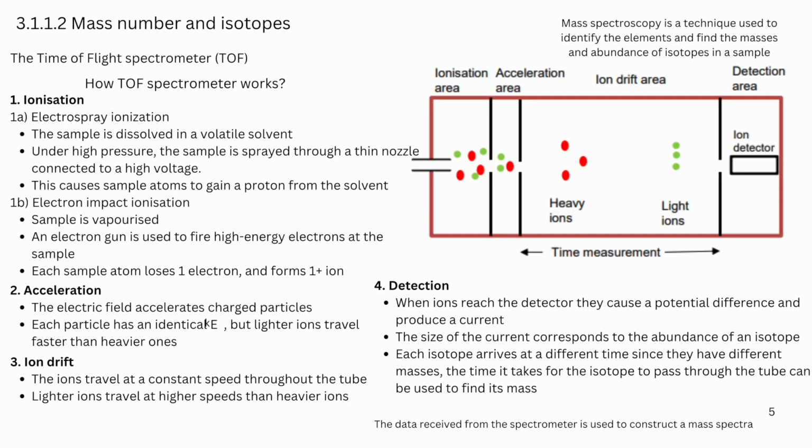Mass spectroscopy or spectrometry is a technique used to identify the elements and find the masses and abundance of isotopes in a sample. There are different types of mass spectrometers, but the one that you need to know for your exam is the time-of-flight spectrometer. It works by measuring the time it takes for sample atoms to pass through the spectrometer, and it works in multiple stages. The first stage is ionization.